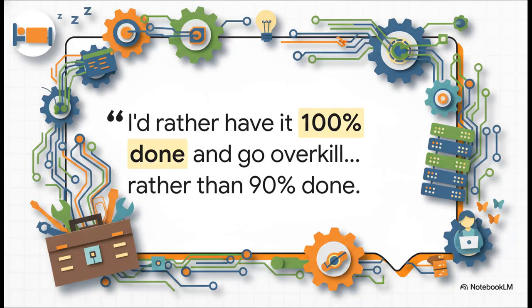I think many developers will completely agree with this sentiment. I'd rather have it 100% done and go overkill on this option, rather than 90% done and then me fixing little bugs. This perfectly summarizes the value proposition of the new effort maximum setting available in Opus 4.8. You can intentionally choose this overkill route.